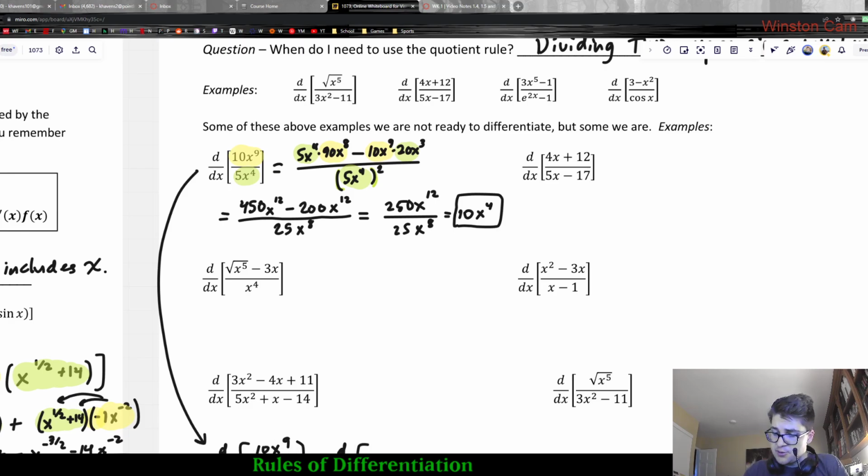10 divided by 5 is 2. X to the ninth divided by x to the fourth is x to the fifth. And now, well, that's way simpler. I could just use the power rule to differentiate. That's going to be 10x to the fourth.